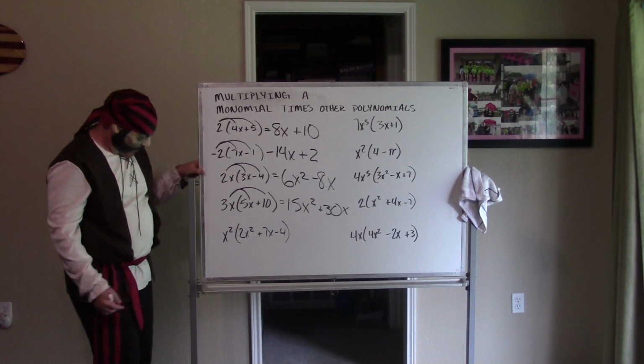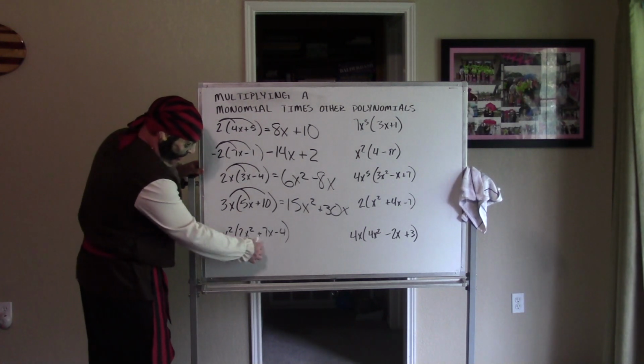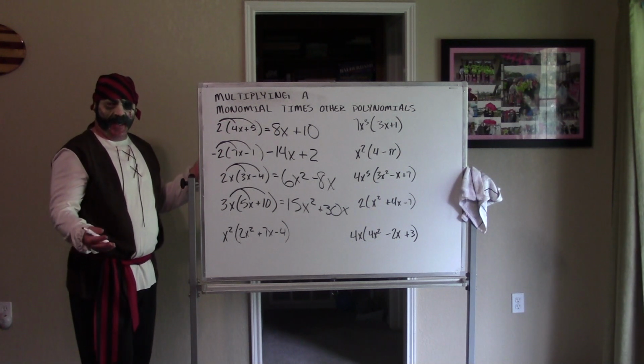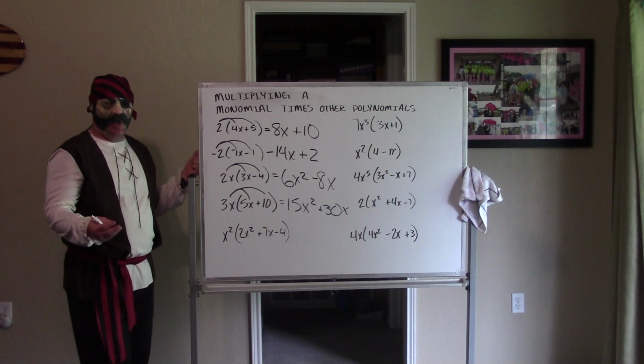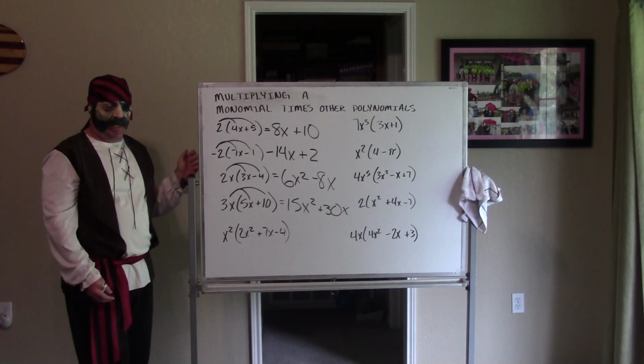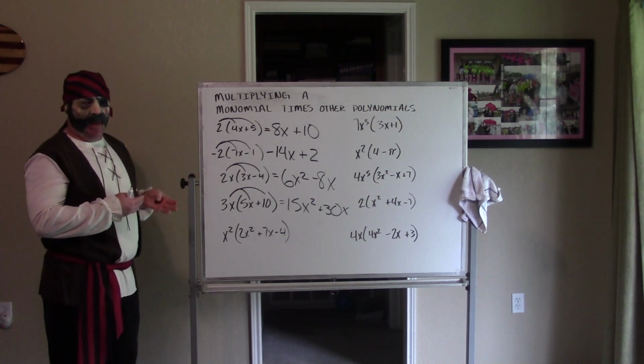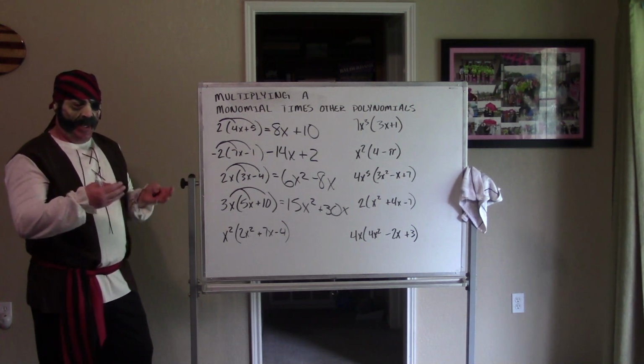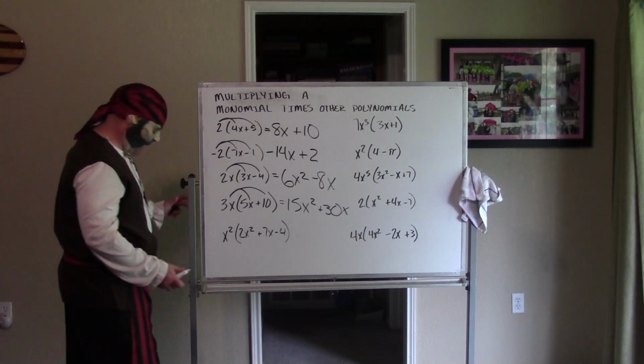Now I get to the bottom. I've got a monomial here times a trinomial this time. It's the same thing, okay, exactly the same thing. There's just more terms inside the parentheses. I'm still going to distribute that term, that monomial that's outside, I'm going to distribute it to all 3 things that's inside. Okay?